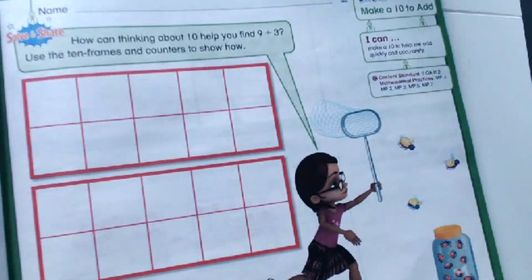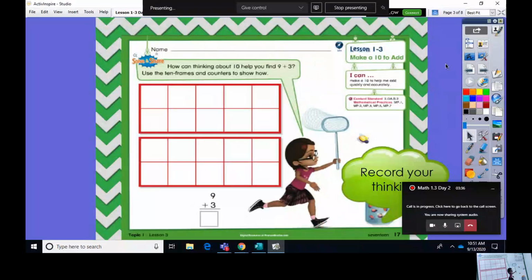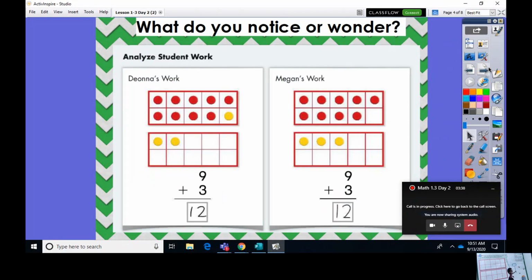All right, friends, you should be back with me now. Let's look at some students' work that completed this problem. Deanna's work: she used the top tens frame and filled in the whole tens frame and left 2 underneath. And then she wrote her equation, 9 plus 3 is 12.